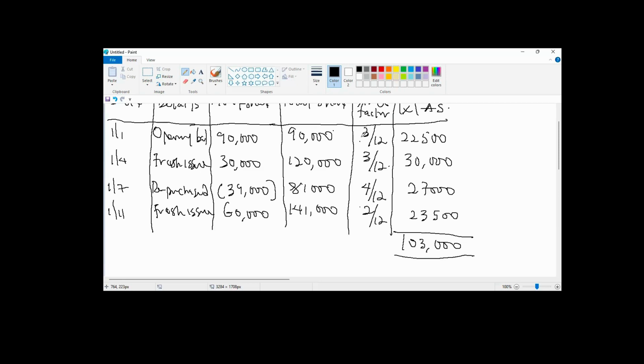Now from 1st of April to 1st of July, that means April, May, June, 3 months again, 3 over 12. From 1st of July to November: July, August, September, October, 4 months, because November is not inclusive. It's 1st of November, 4 months. From November to the year end: November, December, 2 months. Is that clear now? Yes, sir. Thank you so much.